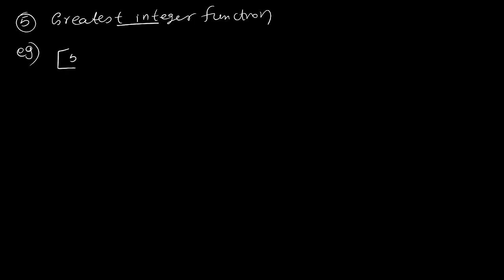Greatest integer of 5.6. This is read as greatest integer of 5.6. The greatest integer function means the greatest integer of a fraction. Suppose the question is this: we will write the integer which is just before this number. We write the integer just before 5.6. What is the number just before 5.6? Look at the number line. I will show you the number line.